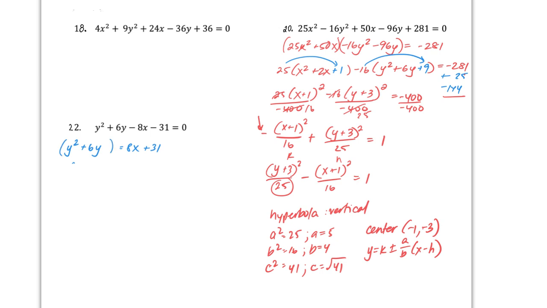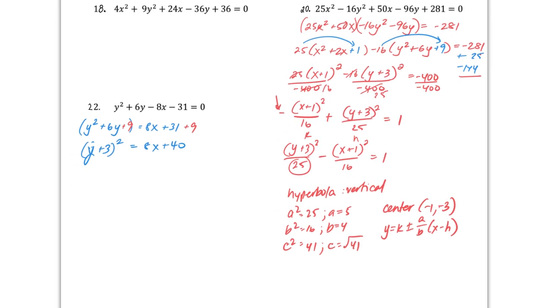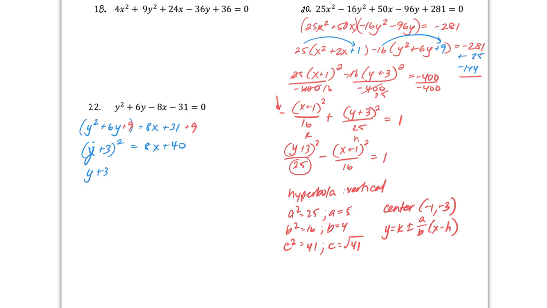So I'll complete the square over here. Half of 6 is 3. 3 squared is 9, so plus 9. So this is y plus 3 squared equals 8x plus 40. Again, remember that you can't have an 8x over there on the right side. That has to be like a single x. So I'm going to have to divide out an 8. So it's going to be 40 divided by 8. I could simplify that a little bit, right? It's 8 times x plus 40 over 8, which is actually 5.